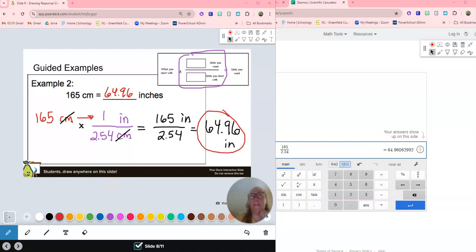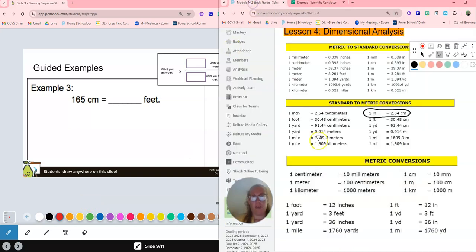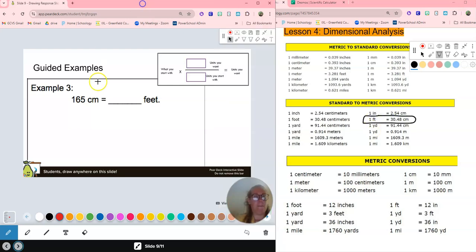Beautiful. Slide 9 when you are ready. We have 2 more practice problems here that we're going to do. 165 centimeters is how many feet? So this one, we might have to do 2 conversion factors. Oh no, we have this one here. We can use this. 1 foot is 30.48 centimeters.